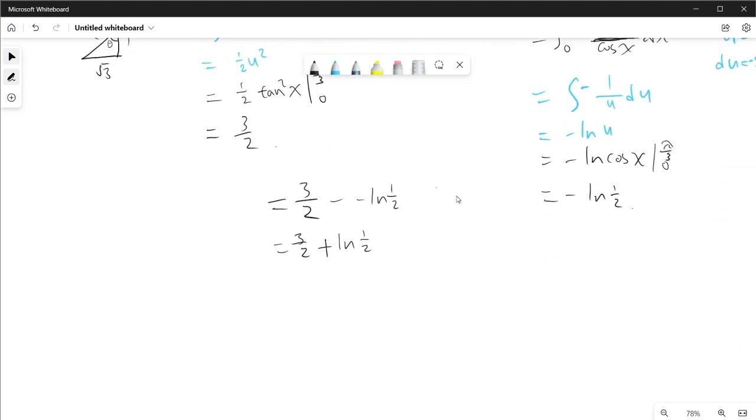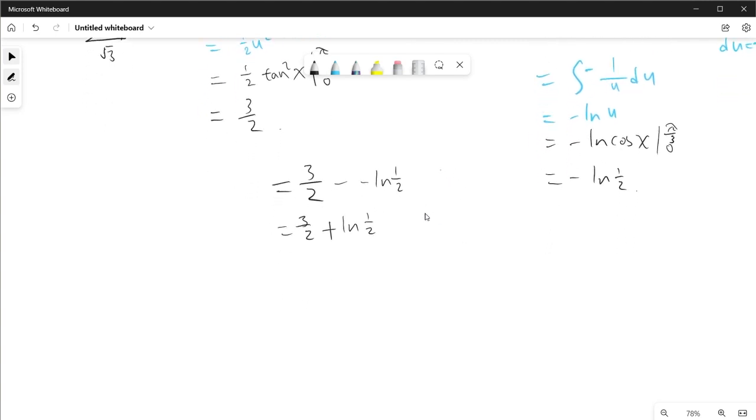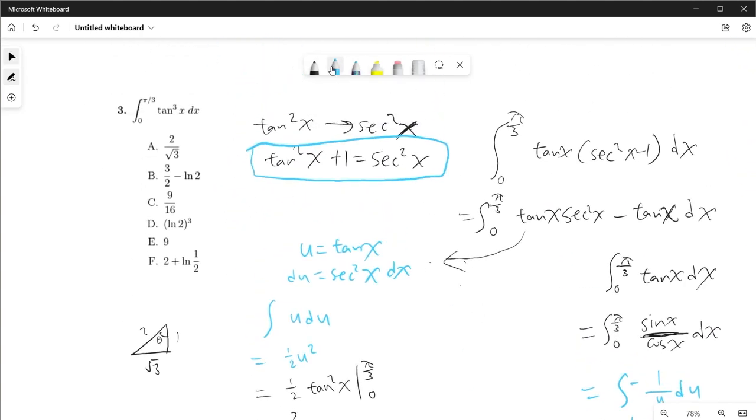What I can do instead is, for the ln 1/2, it's actually ln of 2 to the negative 1. I can see it that way, as it's just the negative power, the inverse of 2. And then I can bring this negative 1 power outside to be the constant outside the natural log. Then we have 3/2 minus ln 2. So that will be answer choice B.